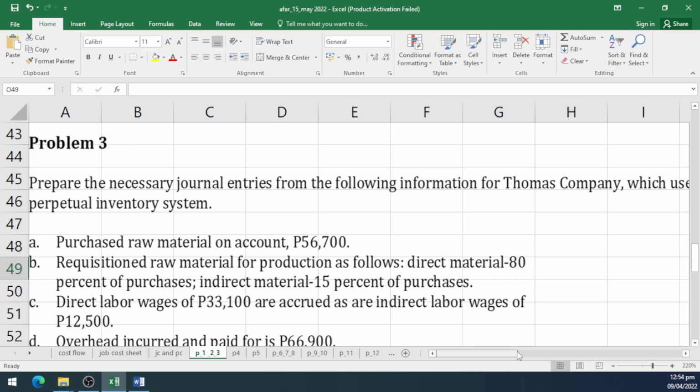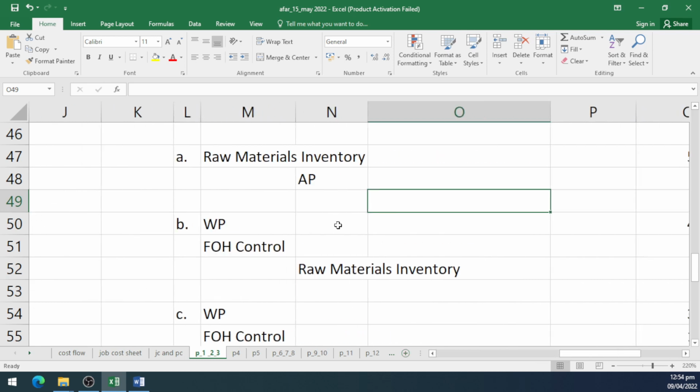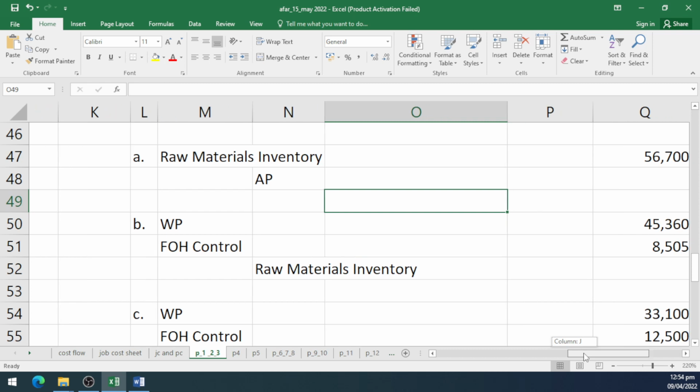Then direct labor wages, 33,100 are accrued, as well as indirect labor wages of 12,500. Then overhead incurred and paid, 66,900. Overhead is applied at the rate of 110% of DL cost. Goods costing 97,600 completed. Yan po yung cost of goods manufactured. Goods costing 51,320 were sold on account, 77,600. So, ito po ang mga magiging entries natin.